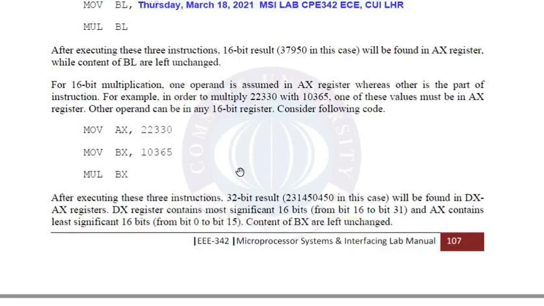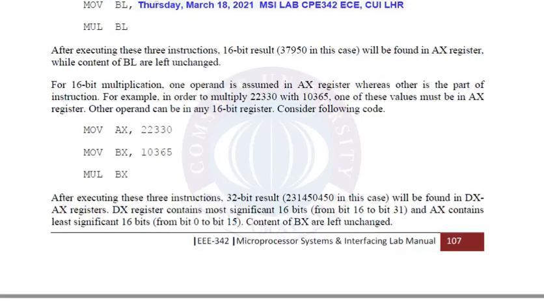So in case of the multiplication command, there is a restriction that you need to place your first operand in AL in case of 8-bit and in AX in case of 16-bit multiplication, and the answer will be at the location of AX in case of 8-bit multiplication, whereas in case of 16-bit multiplication the answer will be found at AX and DX. The first 16 bits will be found at AX, and the second, most significant 16 bits will be found at the DX register.